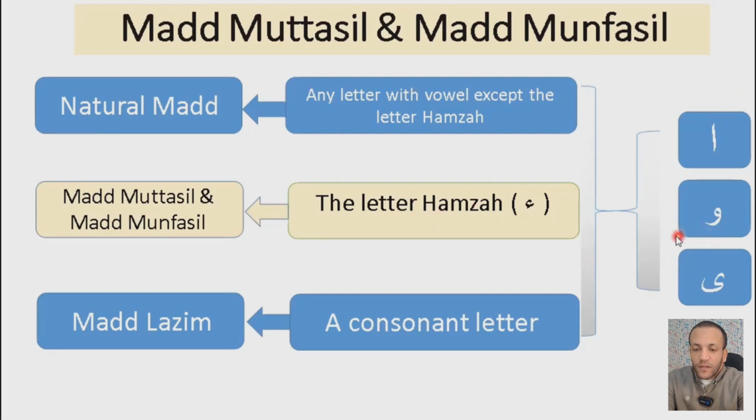Here we have the letters of Madd. I just want to remind you what we have learned before. When the letters of Madd are followed with a letter with vowel except the Hamza, it is the natural Madd. We talked about this Madd before. And in another lesson, we are going to talk about the letters of Madd when they are followed with a consonant letter. But today, we talk about the case when the letter Hamza follows any of the three letters of the Madd. In this case, the Madd is called Madd Muttasil, and there is another section called Madd Munfasil.